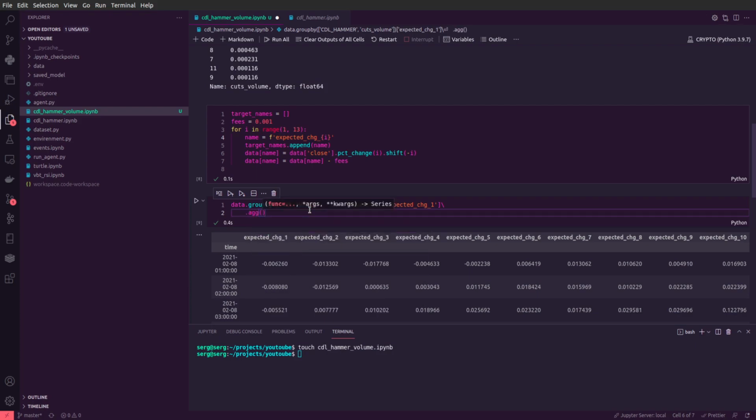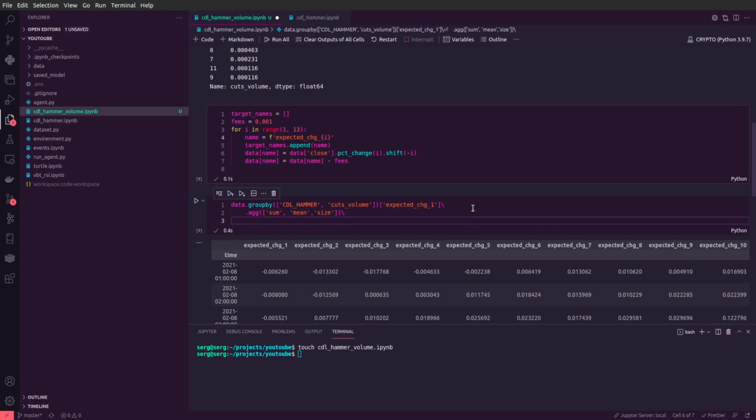Next, we need to aggregate this data. It's super easy. You need to input some interesting statistics like sum, mean, for example, and size. I need size because I would like to avoid scenarios which happen very rarely. We need scenarios which happen often.